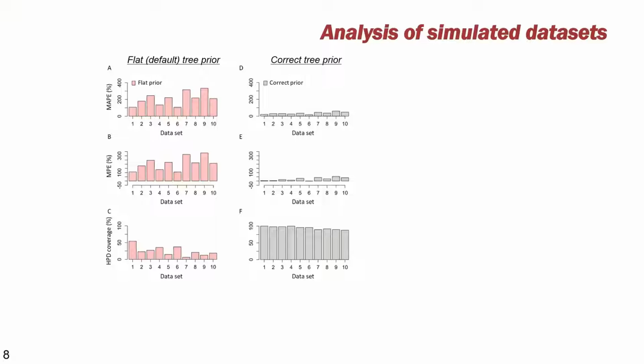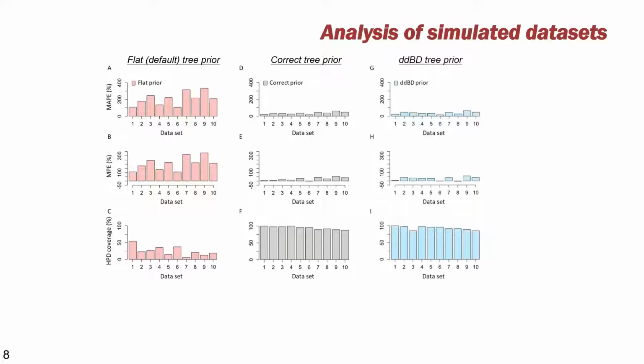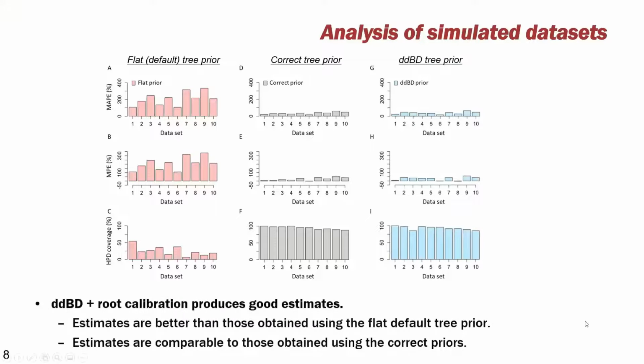Now I would like to show you the result from the data-driven tree prior on the same simulated data that I have shown before. We can see that the use of data-driven tree prior has significantly improved the result. And compared with the flat tree prior, all the datasets have much lower error rate and much higher HPD coverage probabilities.